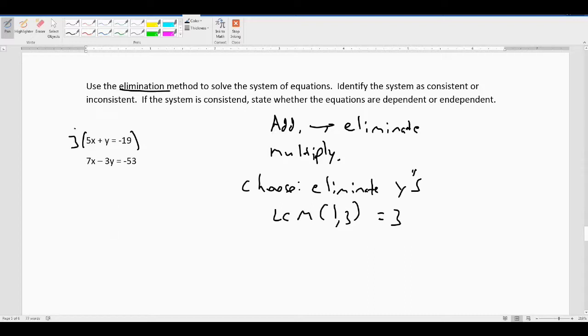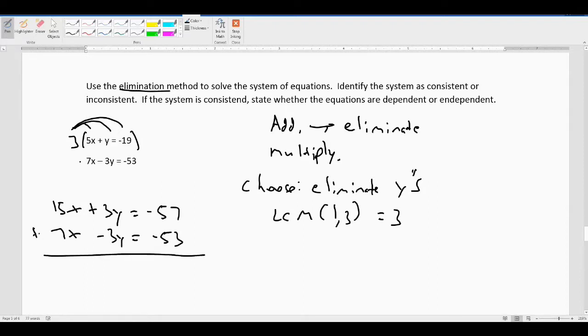So you multiply 3 times 5x, you get 15x. 3 times y, you get 3y. 3 times negative 19, was that negative 57? Yeah. And then this equation, you just write it down as it is, the second one. 7x minus 3y equals negative 53.